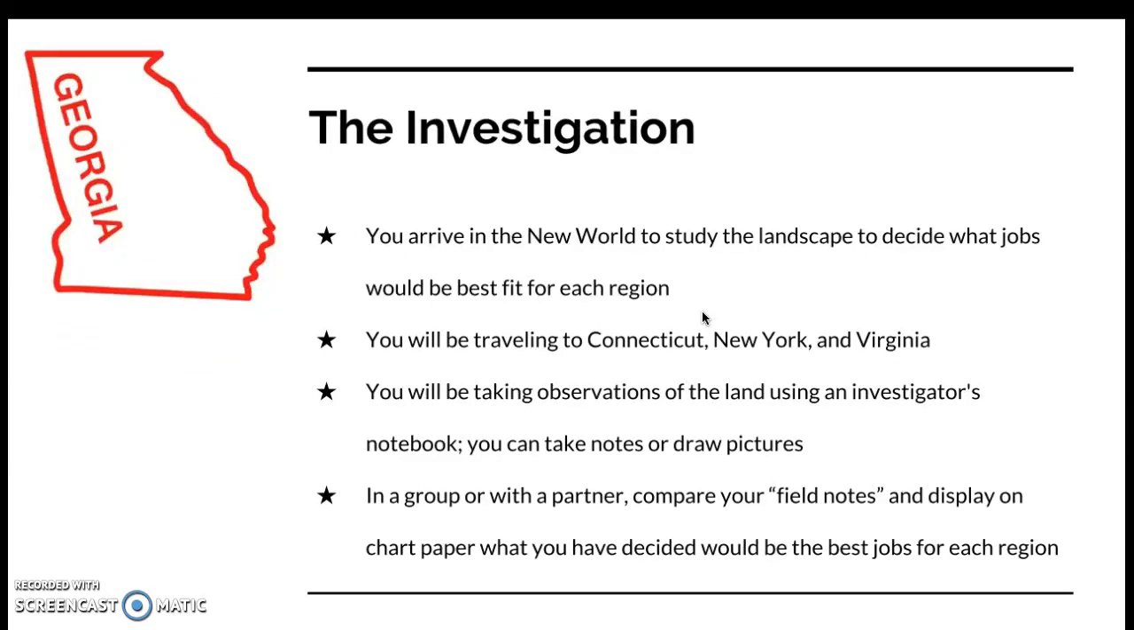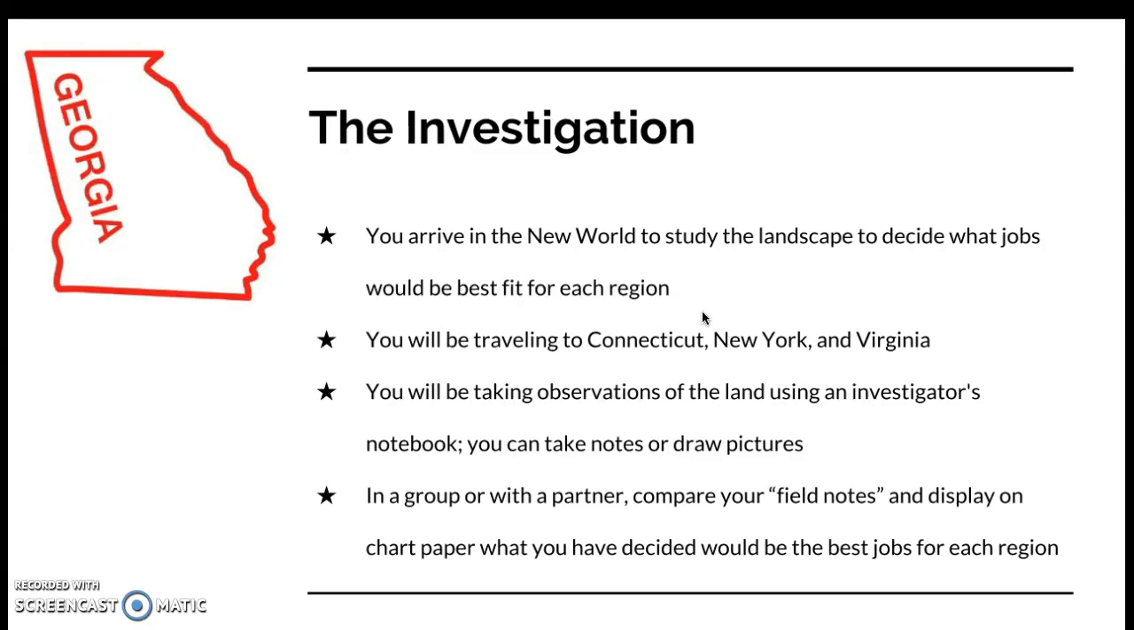So our next activity is the investigation. The students arrive to the New World to study the landscape and decide on what jobs would be fit for each region. They're going to be traveling through stations, and the stations are going to be set up as Connecticut, New York, and Virginia, which is one colony that was selected from each region. This is going to reinforce what each region does to make its specific economy.